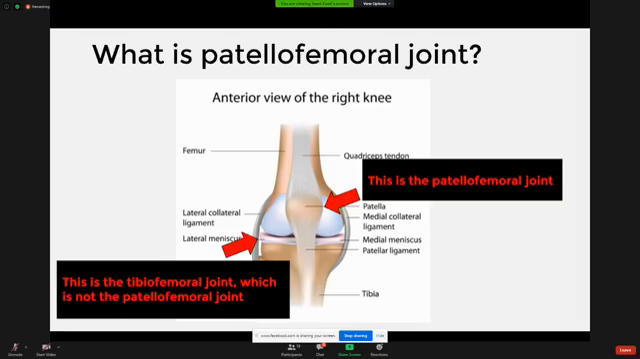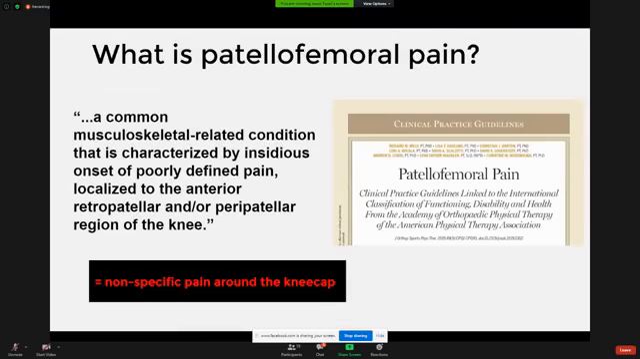It's usually a collection of some things that the patient has reported and some physical findings that we'll get into in a little bit. Sometimes things like pain going downstairs, pain with squatting, those things end up being characteristic of patellofemoral pain, but they're not specific to it, because somebody with a meniscus tear might have pain going downstairs or pain with squatting.